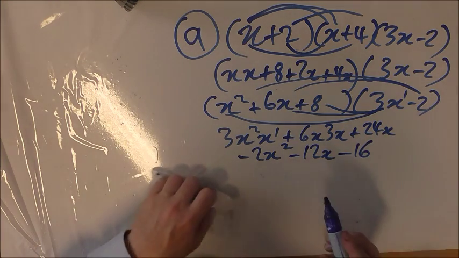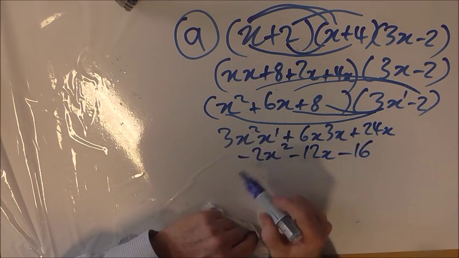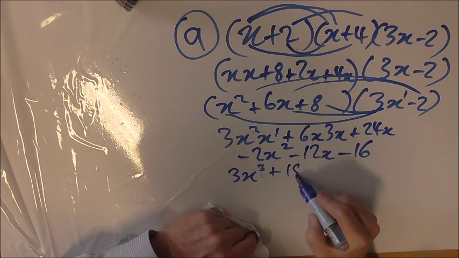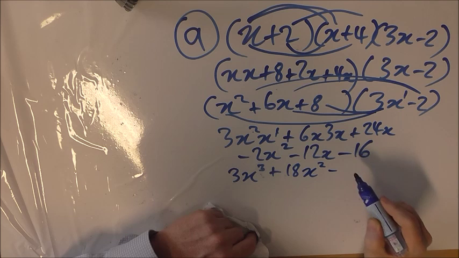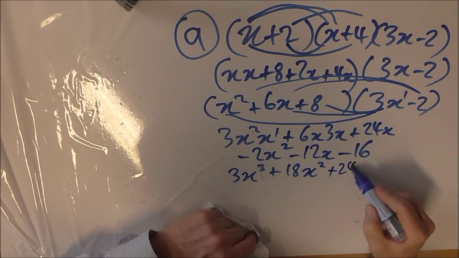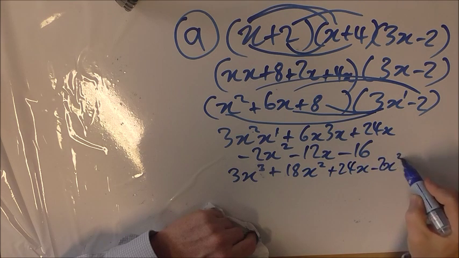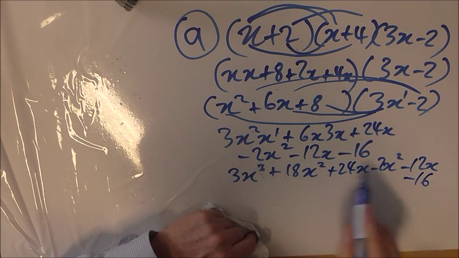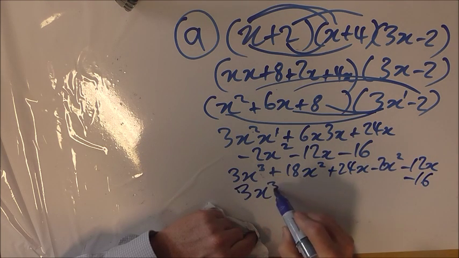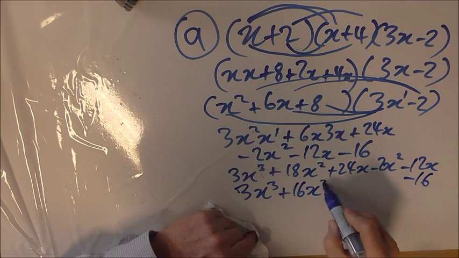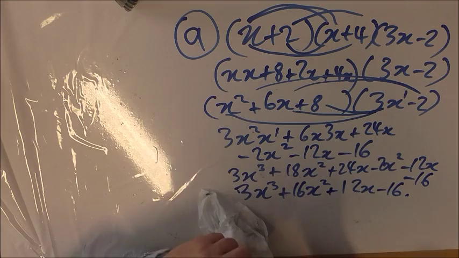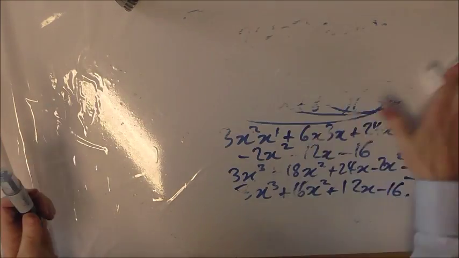Now see if we can simplify. Add the powers, you get 3x cubed. That'll be 18x squared plus 24x minus 2x squared minus 12x minus 16, like terms. So 3x cubed plus 16x squared plus 12x minus 16. So that's the answer. That's question 9.